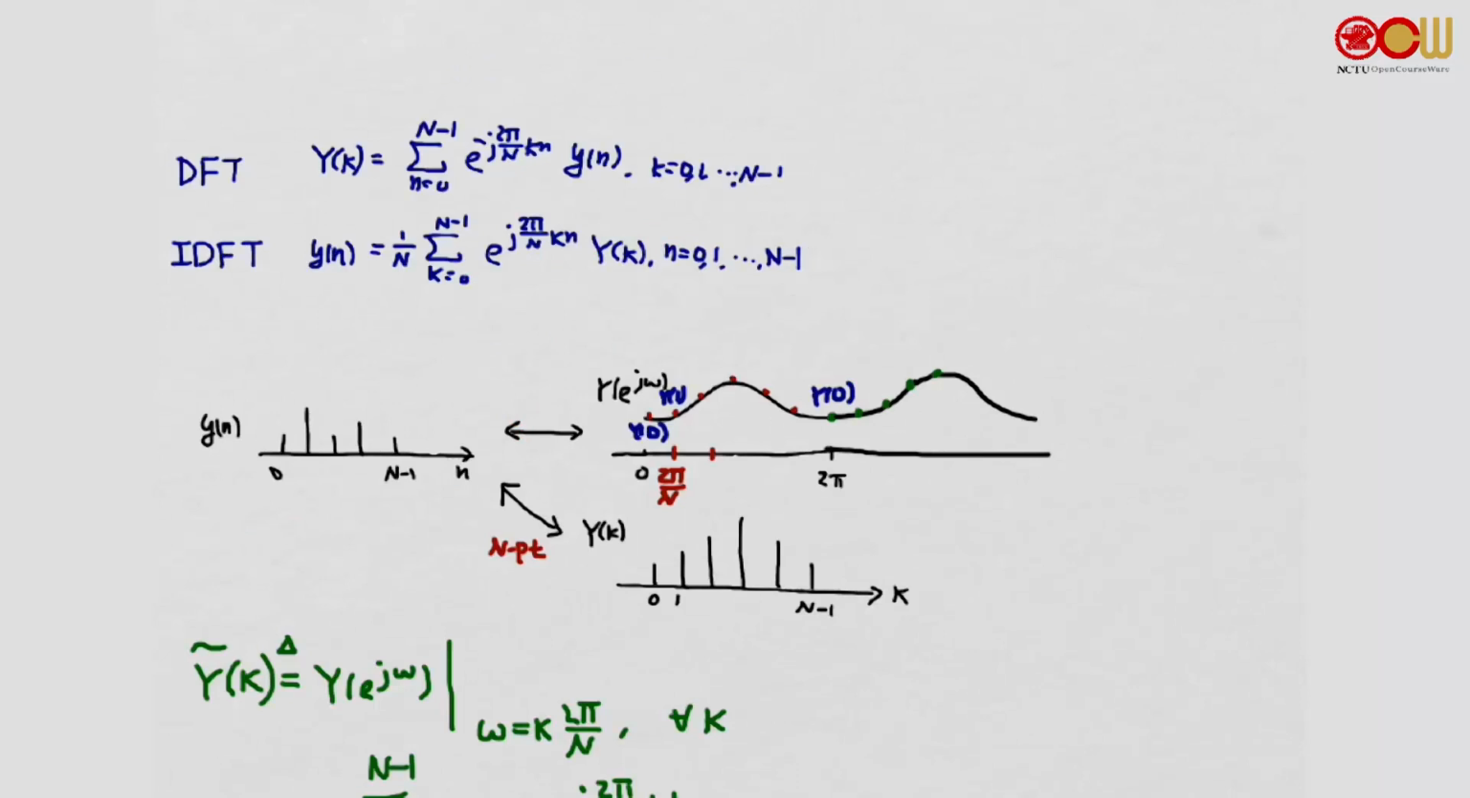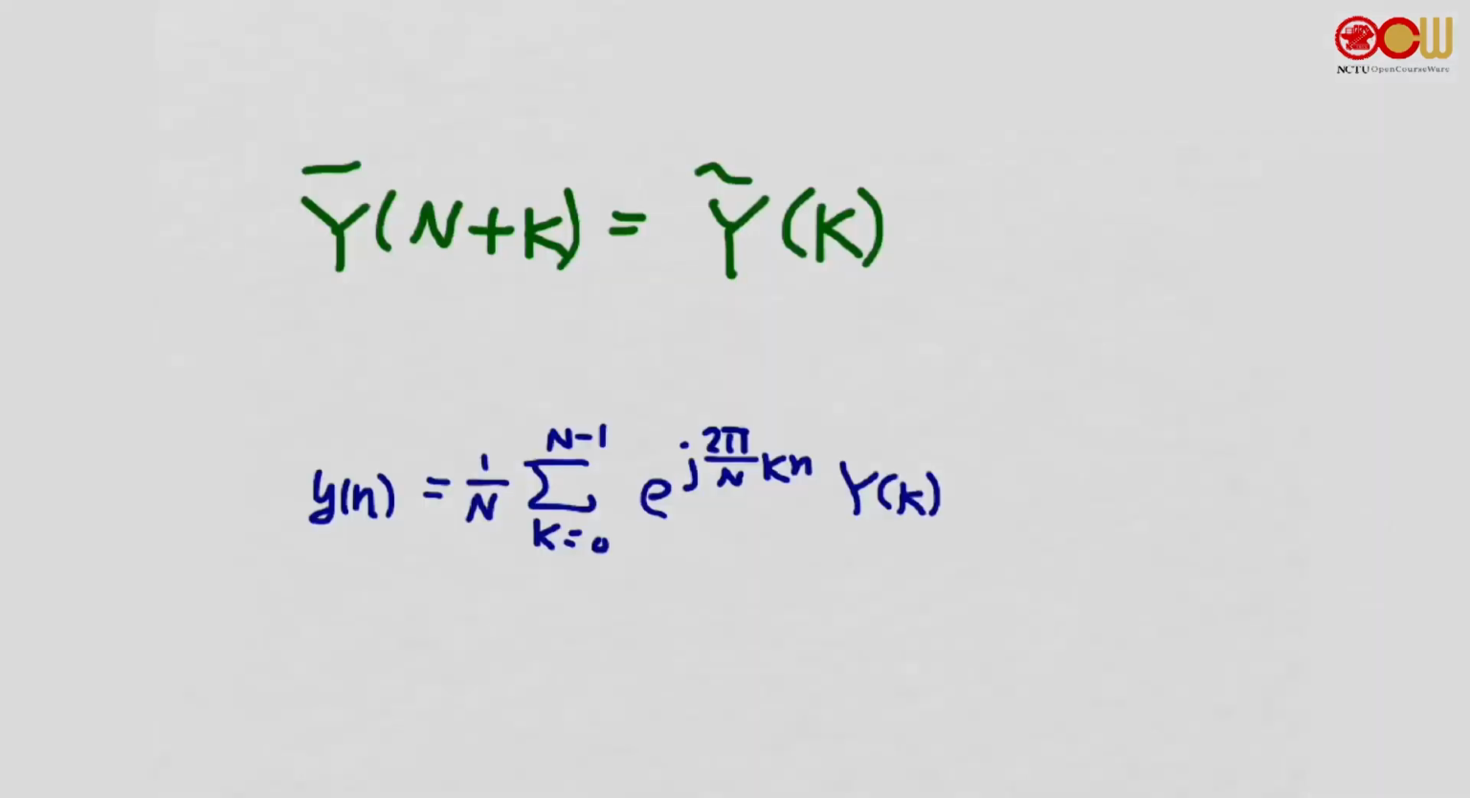In our computation of IDFT, we compute for n that goes from 0 to N minus 1. Now suppose we don't stop at N minus 1. We continue on to evaluate the sequence for all n. Then what do we have? This is the IDFT equation, and originally we evaluate n from 0 to N minus 1. Now suppose we continue on to evaluate this for all n. We call this sequence y tilde n. And what do we have here? Do we get a sequence that has period N? Yes. Why? Because if we look at this, this is actually an exponential sequence, right?